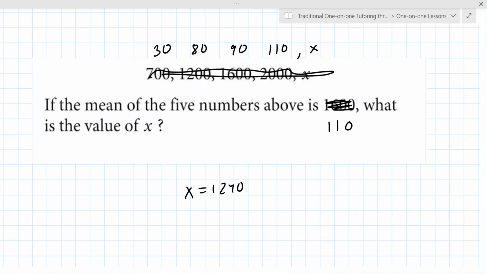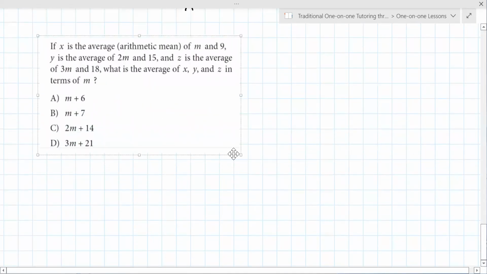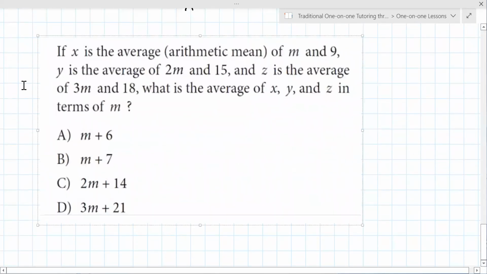Okay, so this one's a little bit more symbolic. Let's look at it in front of you here. Which I know is not preferred, but we run out of easy stuff to go through, so we got to get into the harder stuff. So if X is the average arithmetic mean of M and 9, Y is the average of 2M and 15, and Z is the average of 3M and 18.